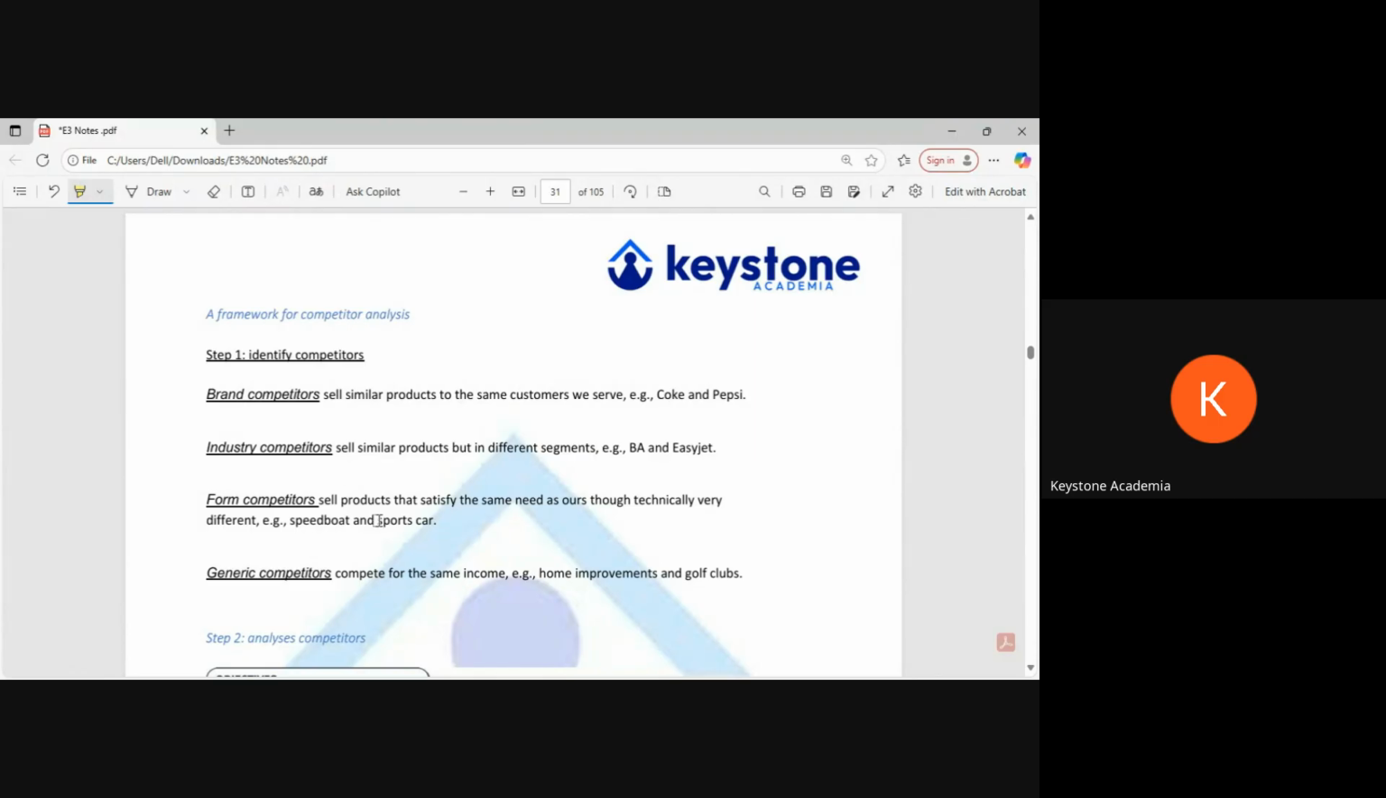Then form competitors sell products that satisfy the same need as ours though technically very different. Example, speedboat and sports car. So form competitors for us can be maybe something which is working in sustainability or alternative sources of energy, like ethanol blending is happening, and other things to make it more sustainable. So that is another type of form competitor. Then generic competitors compete for the same income. Example, home improvements and golf. So who will generic competitors be? Other ICE engines, isn't it? Who are already doing the traditional way of manufacturing.